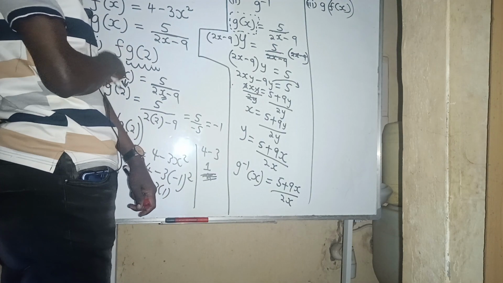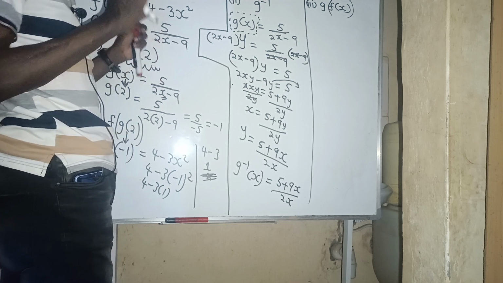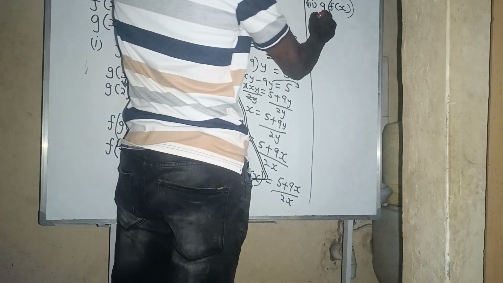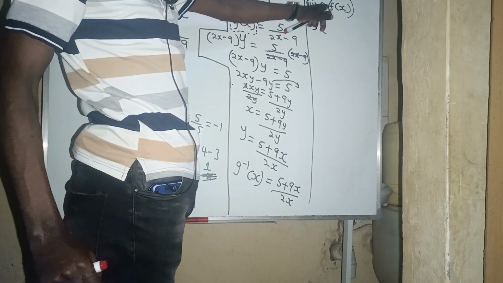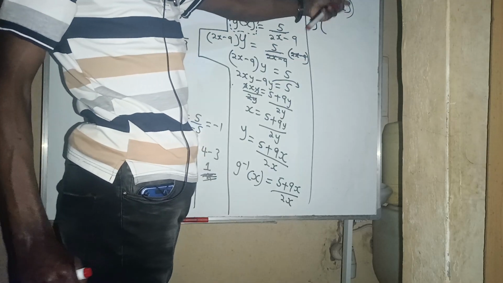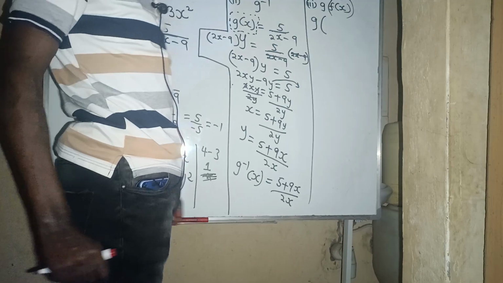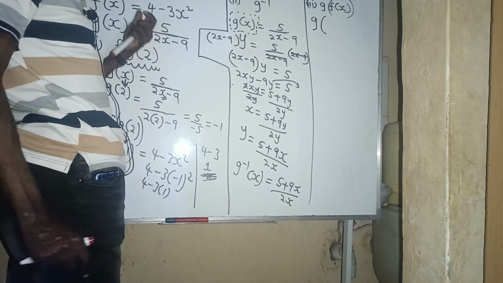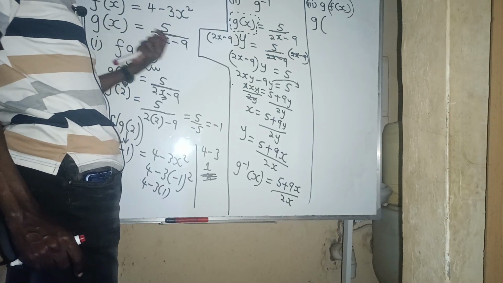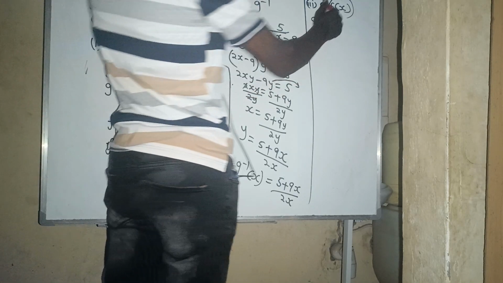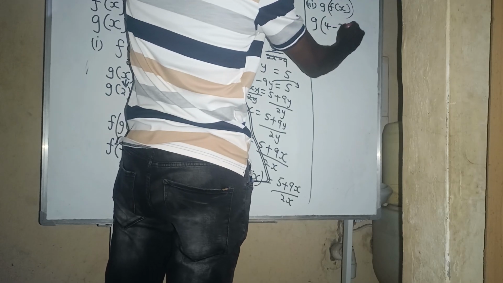So what do we do? We know very well the function of f is this, the function of g is this. Don't even bother so much about this. You know very well g, the function of g, is getting multiplied with the function of f in terms of x. So I'll just take f(x) and substitute in the function g. You see? So I know very well the function of f in terms of x is this. The function of g in terms of x is this. So I'll just come here and say function of f(x) is 4 minus 3x squared.